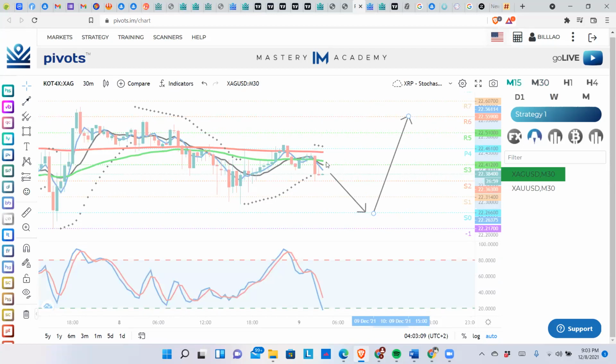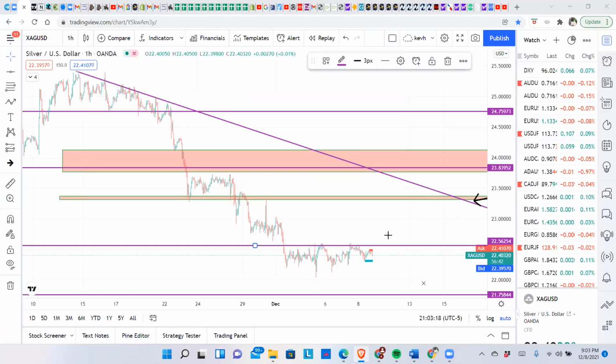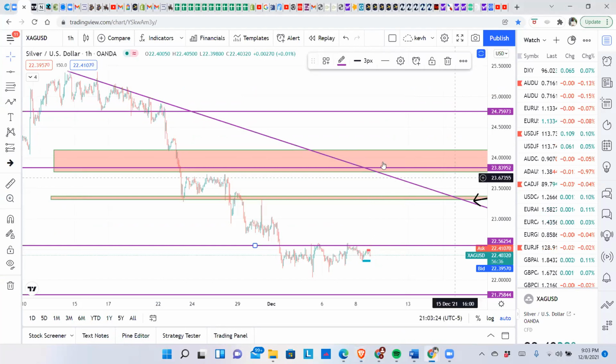Don't bet against it though. My chart is hanging. But yeah, that's what I want to see with silver. I'm excited for it because I know it's going to be a nice long-term buy the moment it starts pushing up. Okay, so watch out for that.